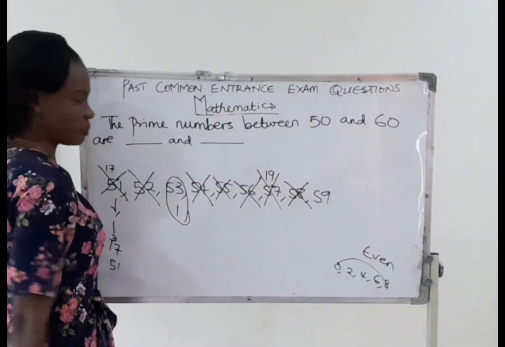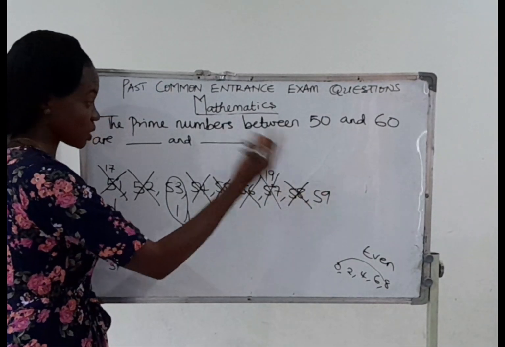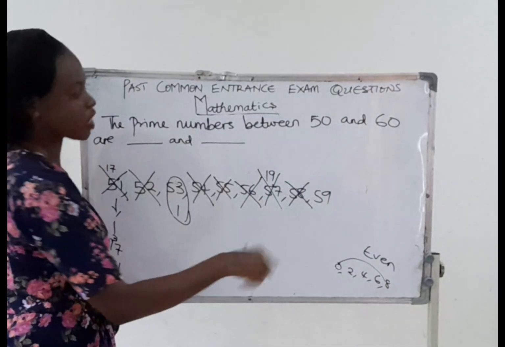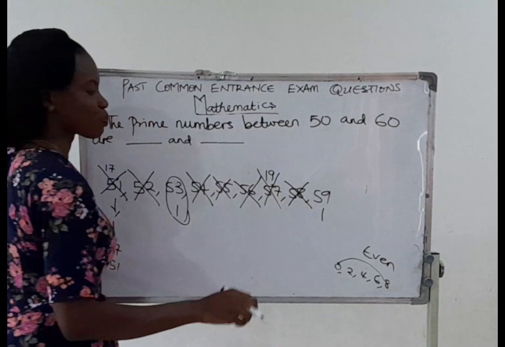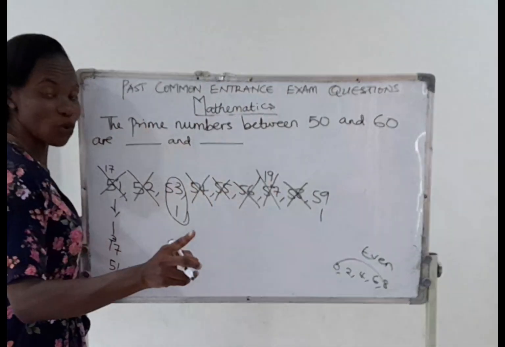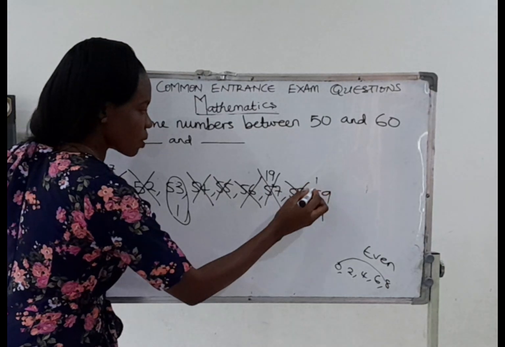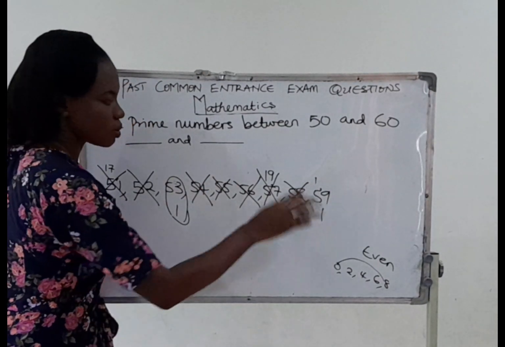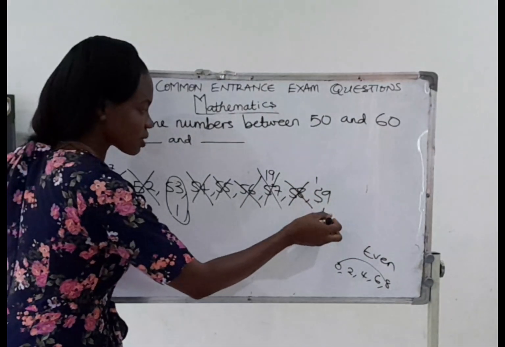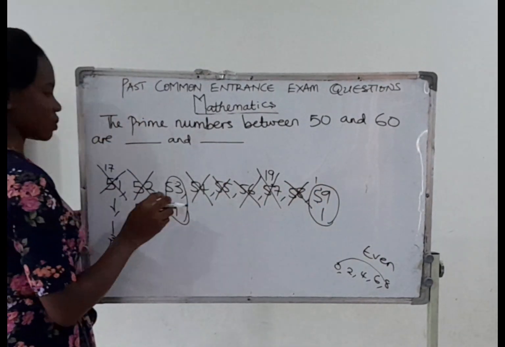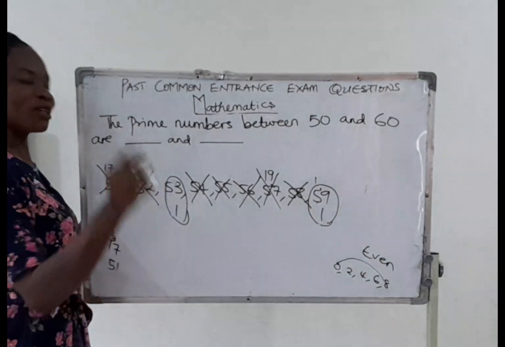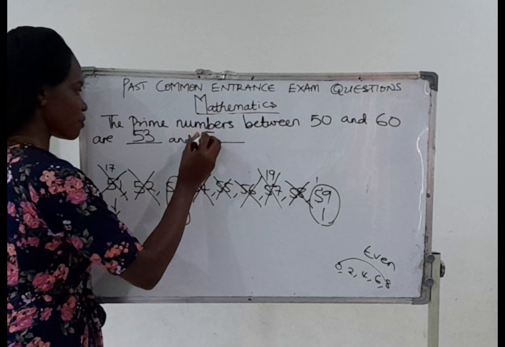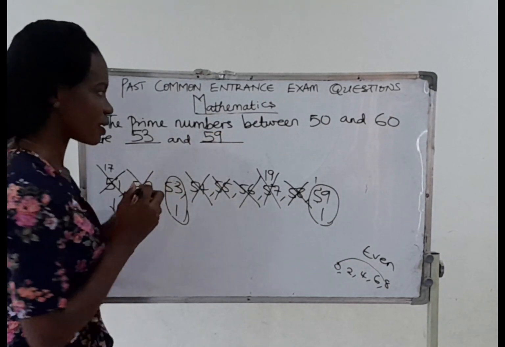We have 59. Of course, we should know that 59 has two factors. But let's check. 1 will definitely go. 2, it's not an even number. 3 goes here once. 1 remains and 2, put it here. 29. Can 3 divide 29? No. 4, no. 5, no. So nothing else can divide 59 except itself and 1. So this and this are the prime numbers between 50 and 60. So I have 53 and 59 as my answer.